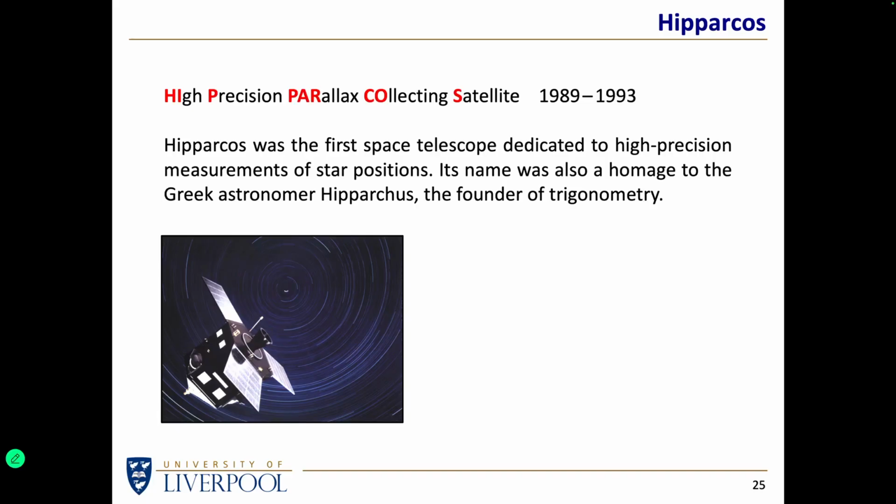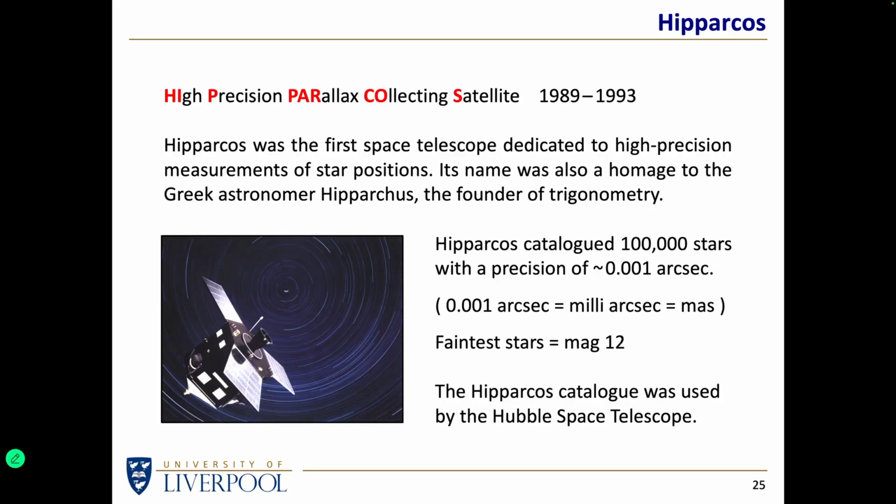The first satellite that attempted to measure all of these corkscrew motions of all the stars in the sky, in order to determine how they are moving in the Milky Way and also their distances, was called Hipparcos in the 1990s. You can see the acronym at the top there. It was a homage to the Greek astronomer Hipparchus, and they sort of reverse engineered it into an acronym, High Precision Parallax Collecting Satellite.